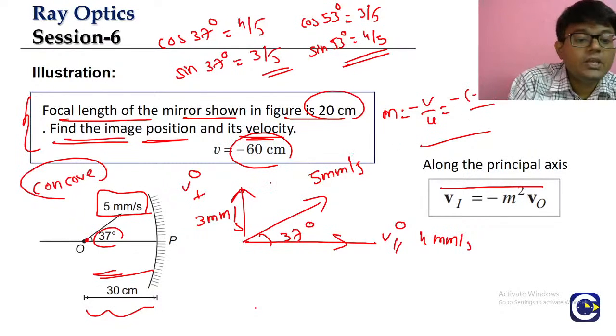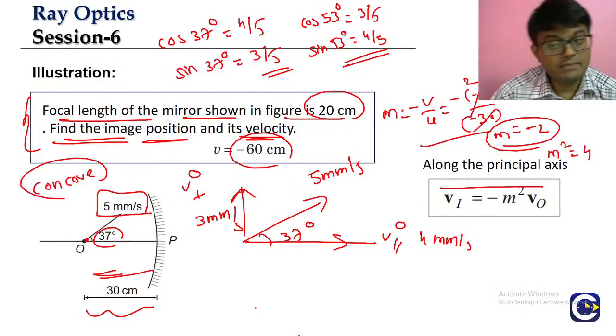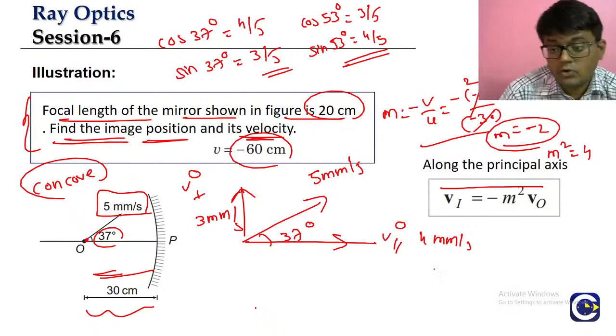Minus 60. U is what? Minus 30. So minus 60, so it's what? So m will be minus 2. Means m square is what? 4. M is what guys? Minus 2. M square will be what? 4. Now look at this.